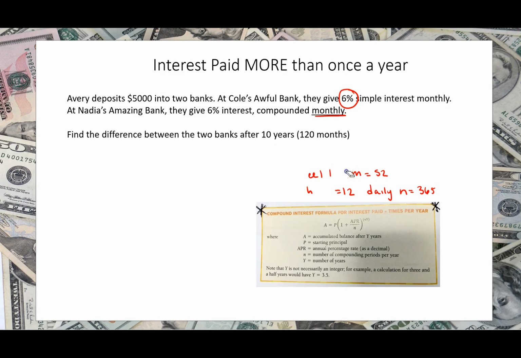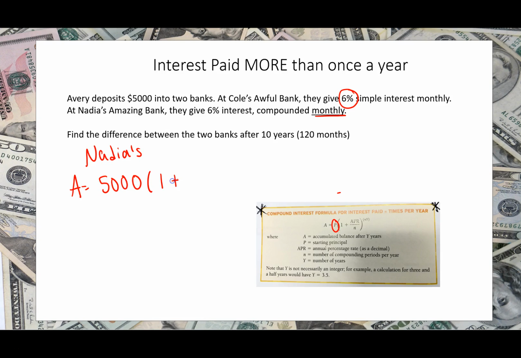All right. So in this particular problem, we know everything we need to plug into this. So the amount that we're going to have, and this is for the compound interest one. So what bank is this? This is Nadia's bank, compound interest. We're going to have our starting principal, which is $5,000. And then we're going to have 1 plus my APR, which is 0.06.